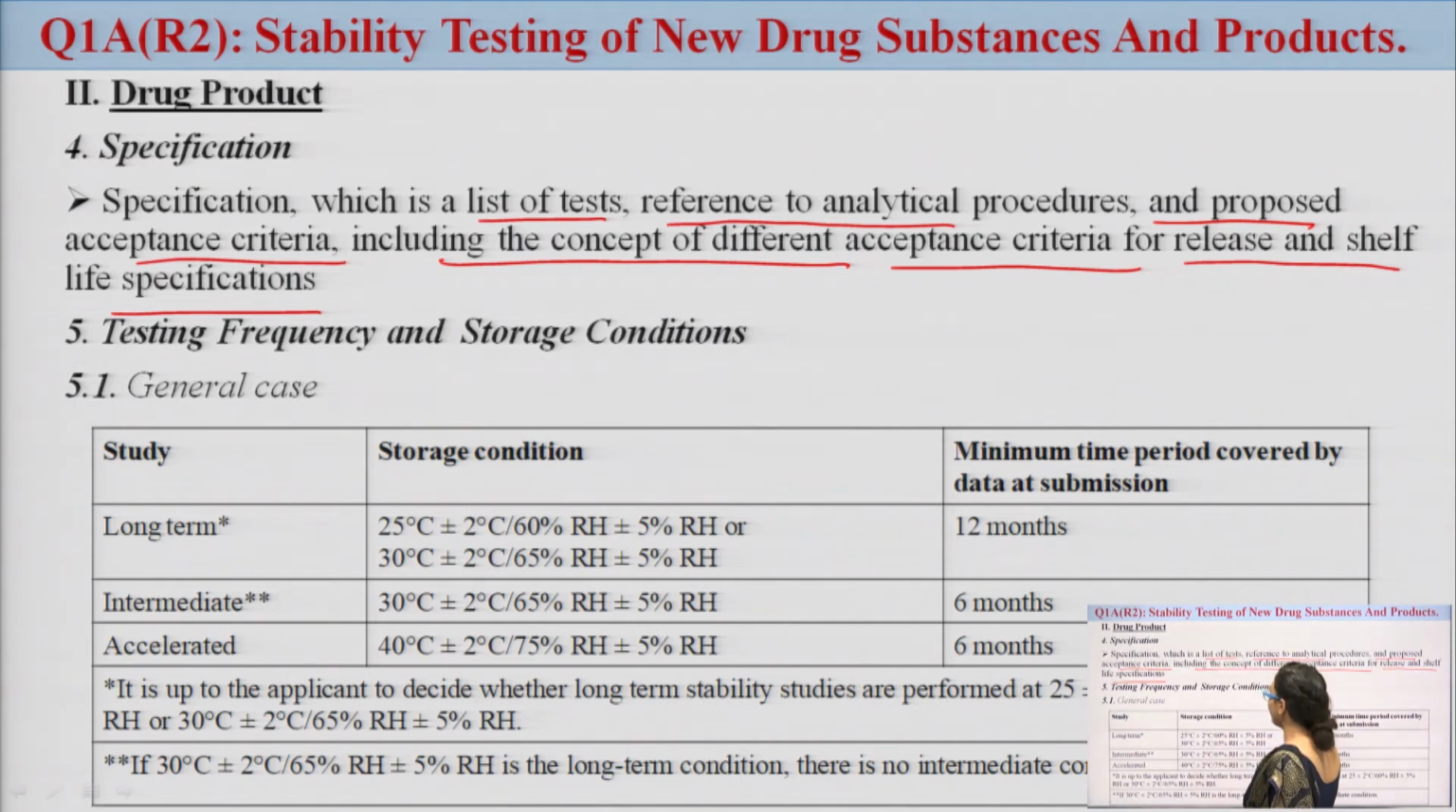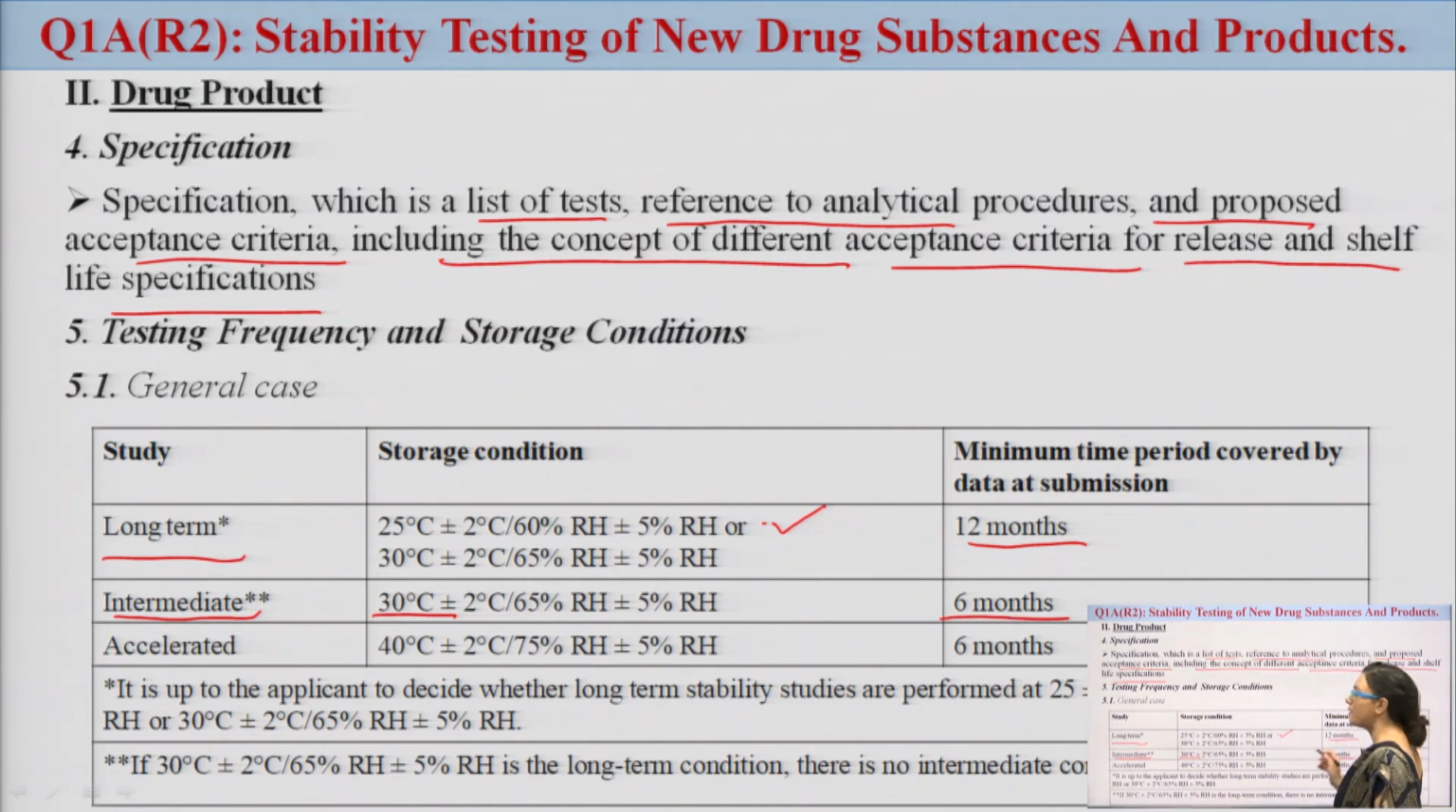So the testing frequency and storage condition for new drug product is, for long term study we choose 25 degrees Celsius temperature and 60% RH. And this study generally covers a minimum time period of 12 months. For intermediate study we select 30 degrees Celsius temperature and 65% RH for 6 months.